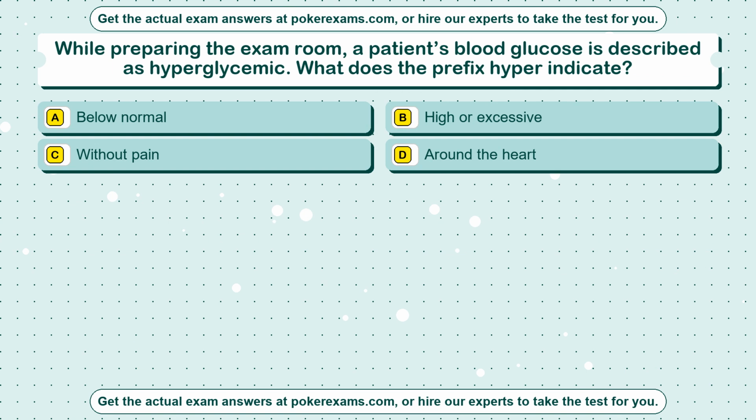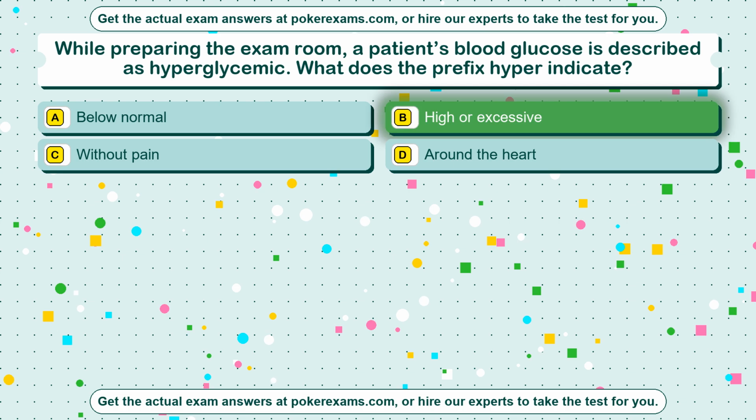Question 52. While preparing the exam room, a patient's blood glucose is described as hyperglycemic. What does the prefix hyper indicate? Option A, below normal. Option B, high or excessive. Option C, without pain. Option D, around the heart.